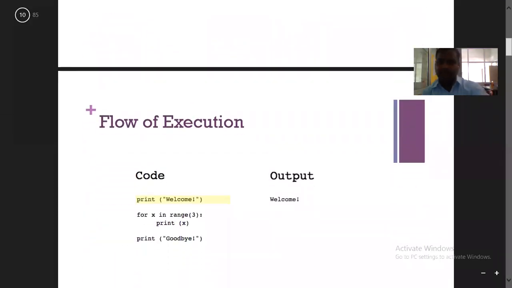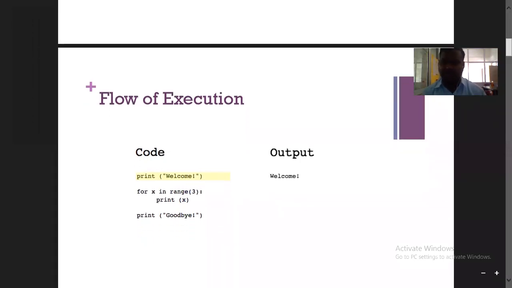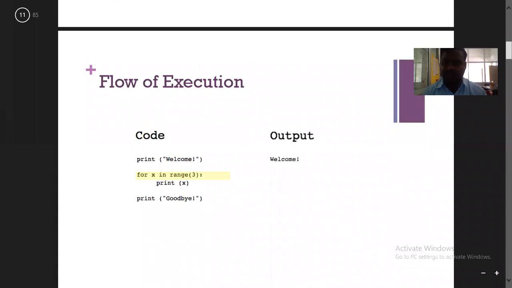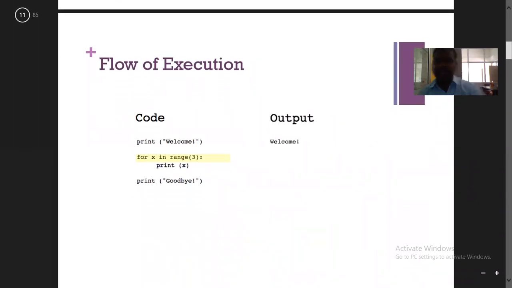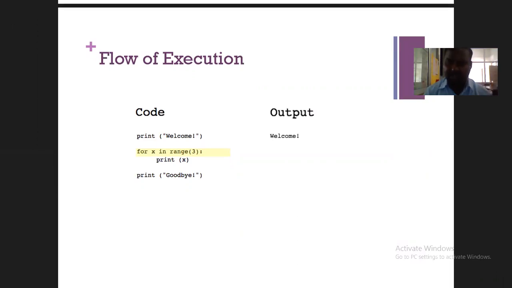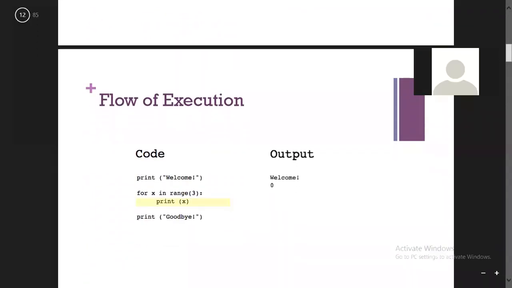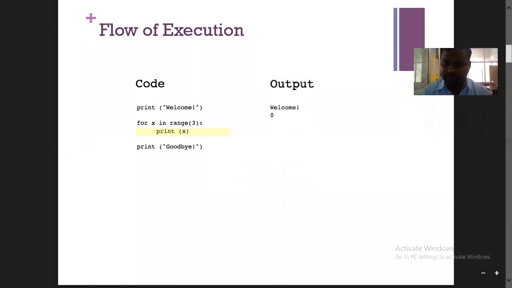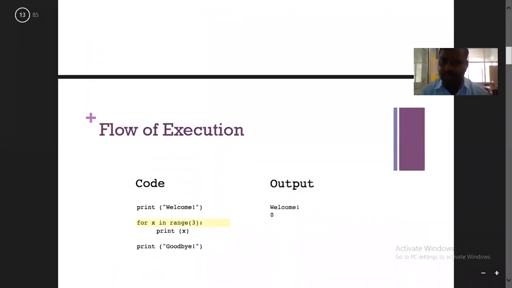See, first it prints the welcome. Understood? Then execution goes to the for loop, for x in range of 3. First it prints the 0 here. Welcome, then 0. The execution is in the for loop. It does not come out from the for loop until it finishes all its range values. So now the cursor goes again to the for loop, for x in range 3.